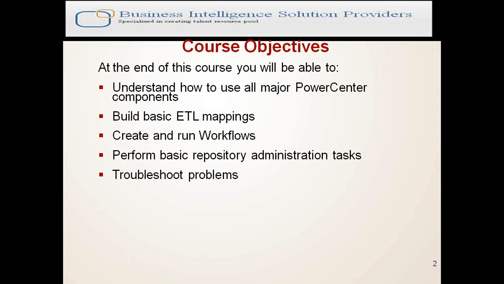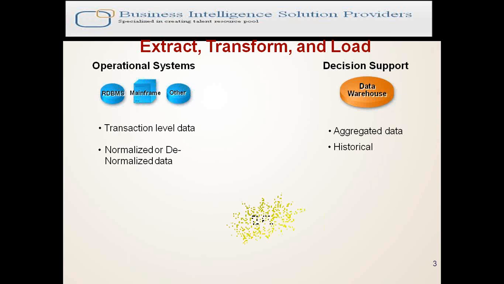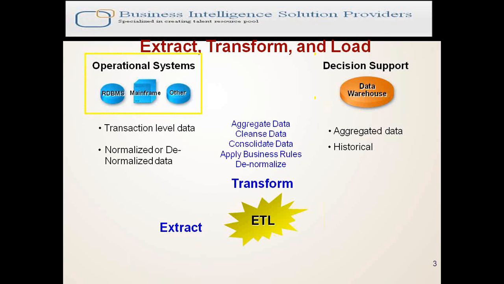Now I'll give a brief introduction to Informatica PowerCenter. It is basically extract, transform, and load of data. We have different types of operational source systems, which might hold transactional, normalized or denormalized data. We can take data from mainframes, RDBMS, and SAP, as I already told you. Decision support is the data warehouse. We maintain a data warehouse because it's a decision support system that maintains historical data. This is the main brief structure of extract, transform, and load.